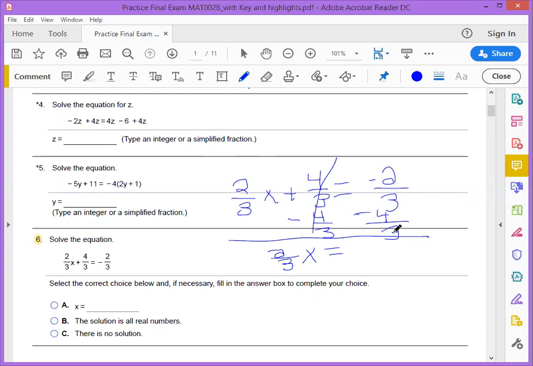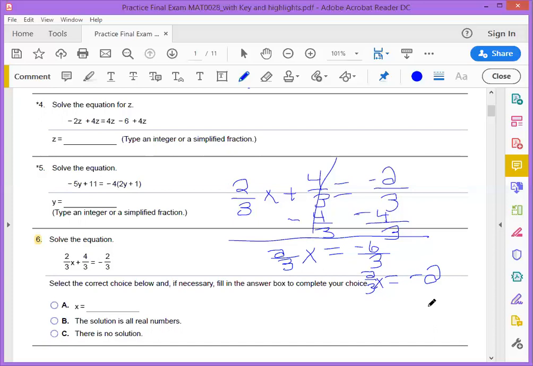Now on the right side of our equation, we have -2/3 minus 4/3. So -2 minus 4 gives us -6, and we keep our denominator of 3. Now, -6 divided by 3 can be simplified further, right? How many times does 3 go into 6? -2. And then we have 2/3 x on the left side of the equal sign.